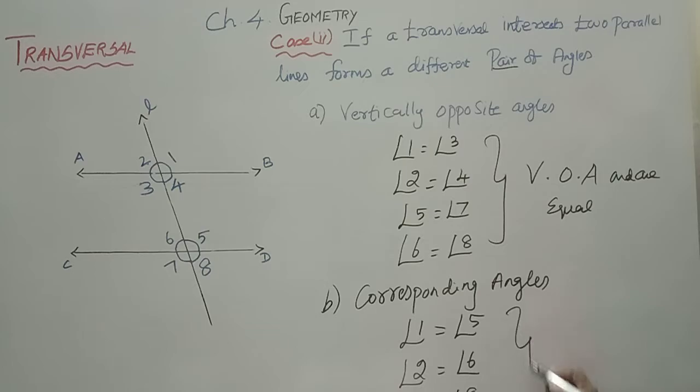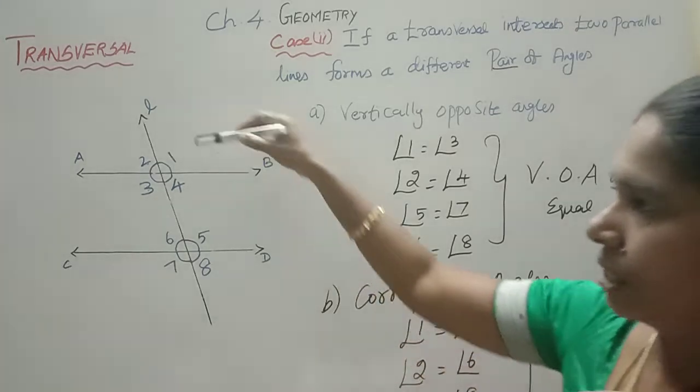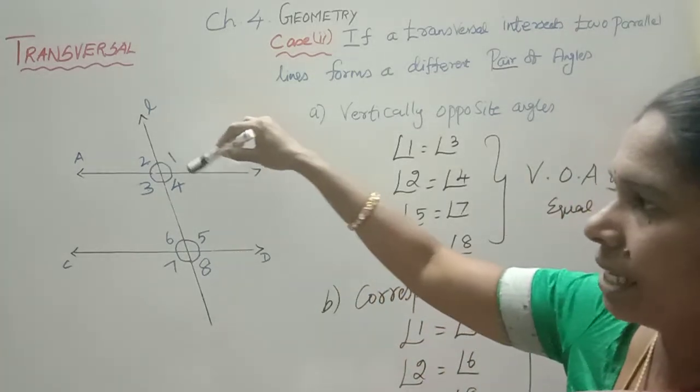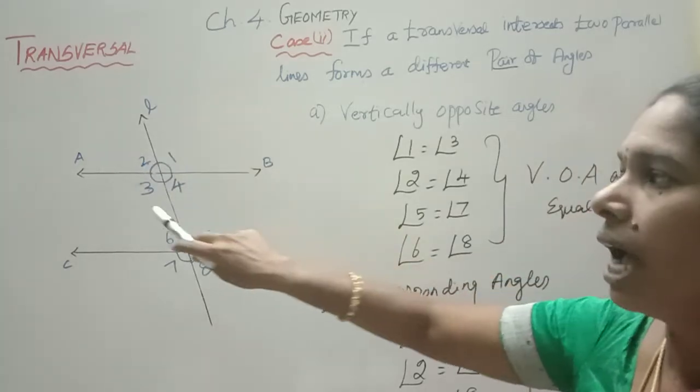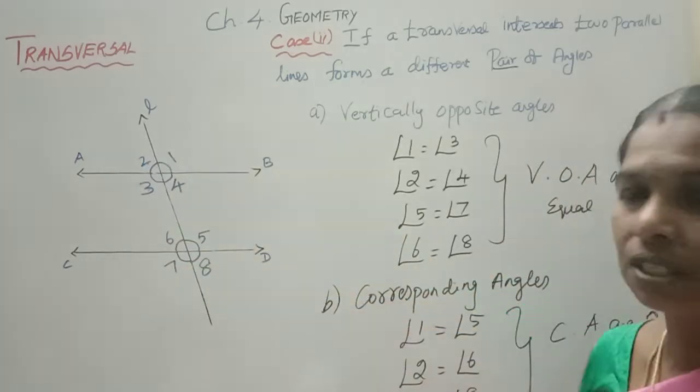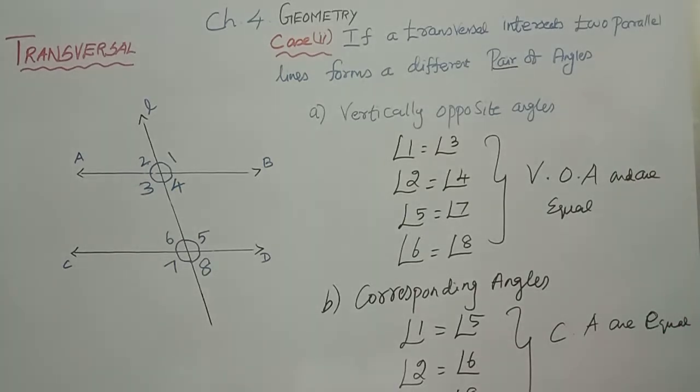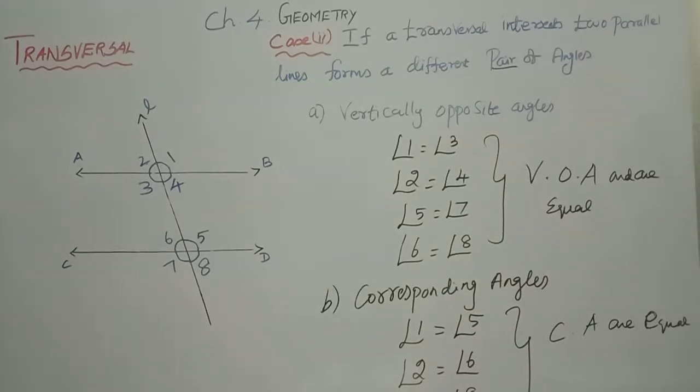These corresponding angles are what? Corresponding angles are equal. CA means corresponding angles, and they are equal in value. That is, suppose angle 1 equals 80 degrees, then angle 5 is also 80 degrees. So corresponding angles are equal. Angle 1 equals angle 5, angle 2 equals angle 6, angle 3 equals angle 7. These are corresponding angles and they are equal in value. And next, interior and exterior alternate angles.